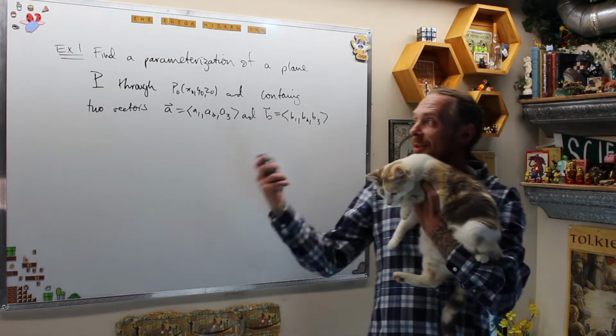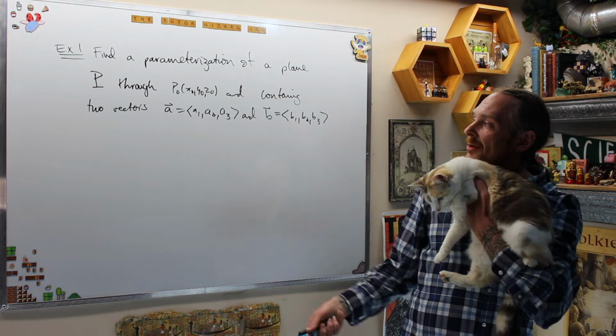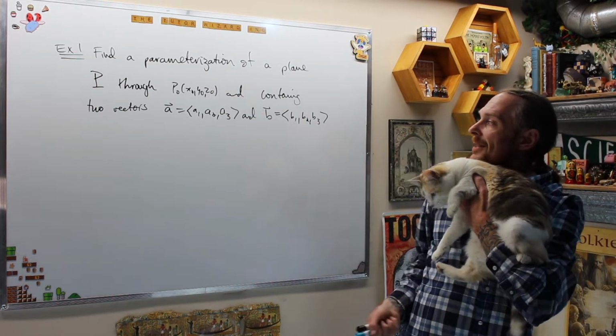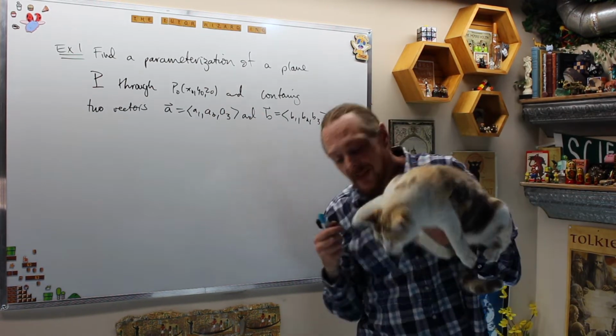This is Jasper. We're going to do the parameterization of a plane P through a point x naught, y naught, z naught containing two vectors A and B. Okay, you go do that.